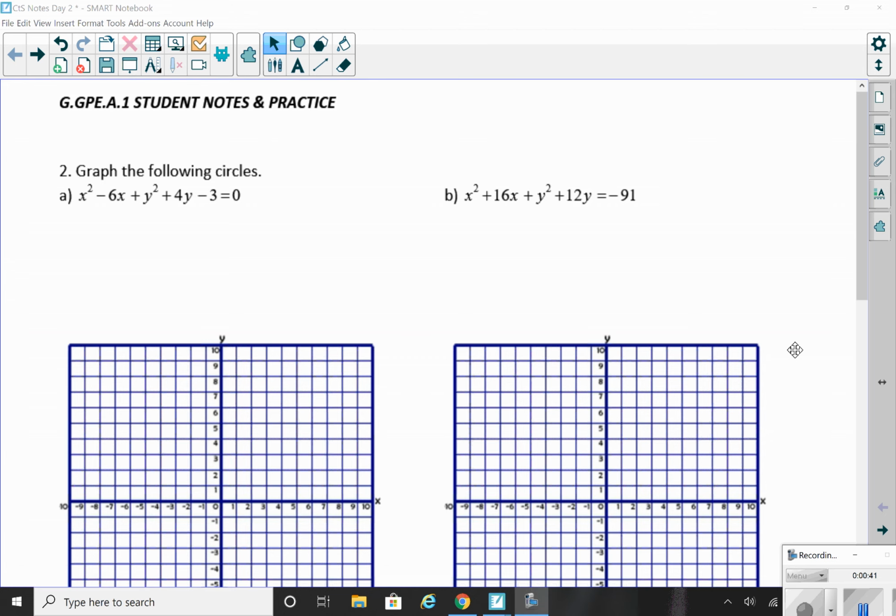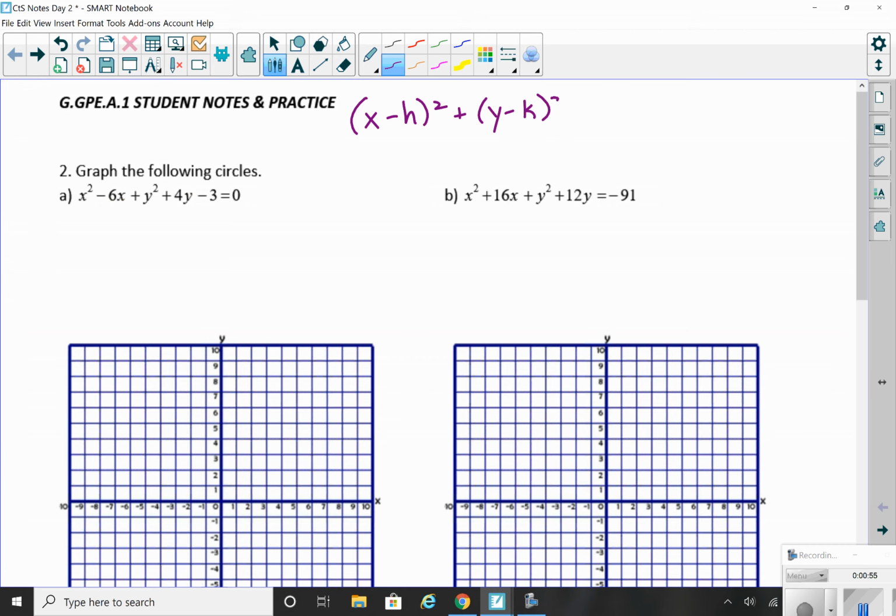Here in the first one, you can see that our equation, I guess it's 2a, is not in the standard form of a circle. Remember, the standard form of a circle is (x minus h) squared plus (y minus k) squared equals r squared. So again, the h and the k are the center of the circle, and r is the radius of your circle. So in this first one, first thing I usually like to do is group my x and y terms together and then push my constant over to the other side.